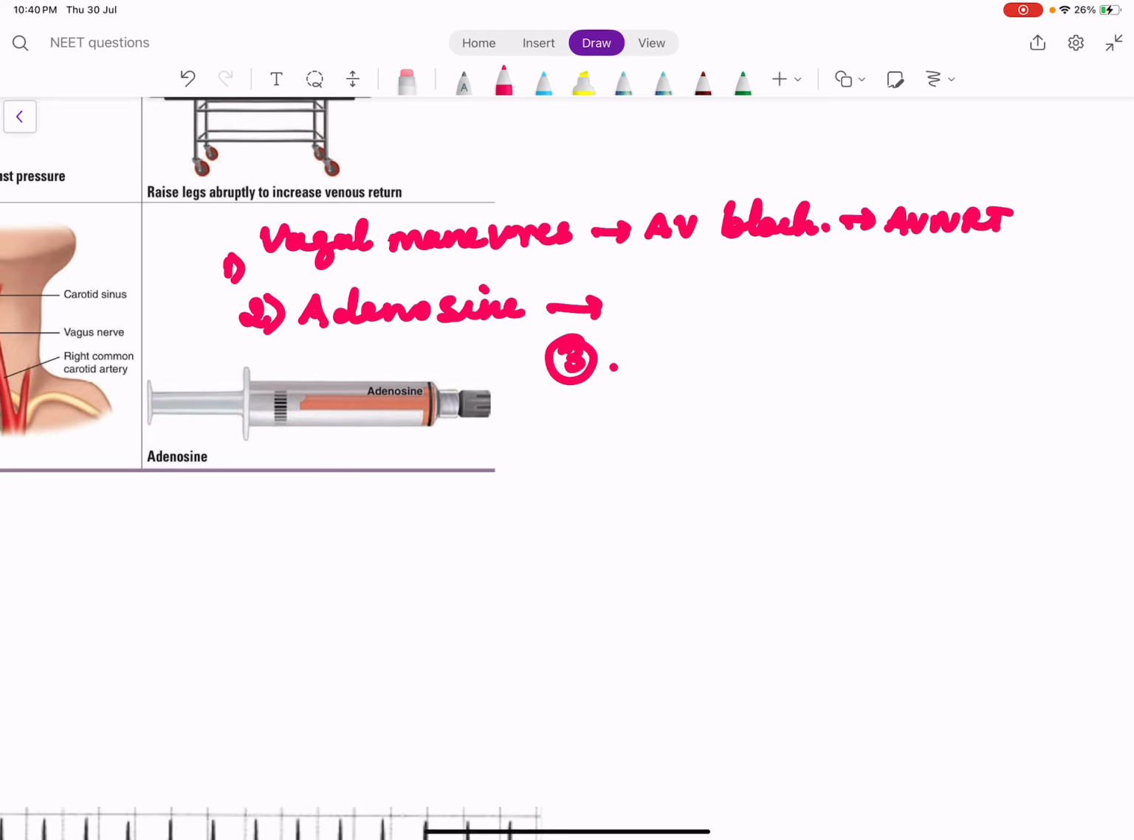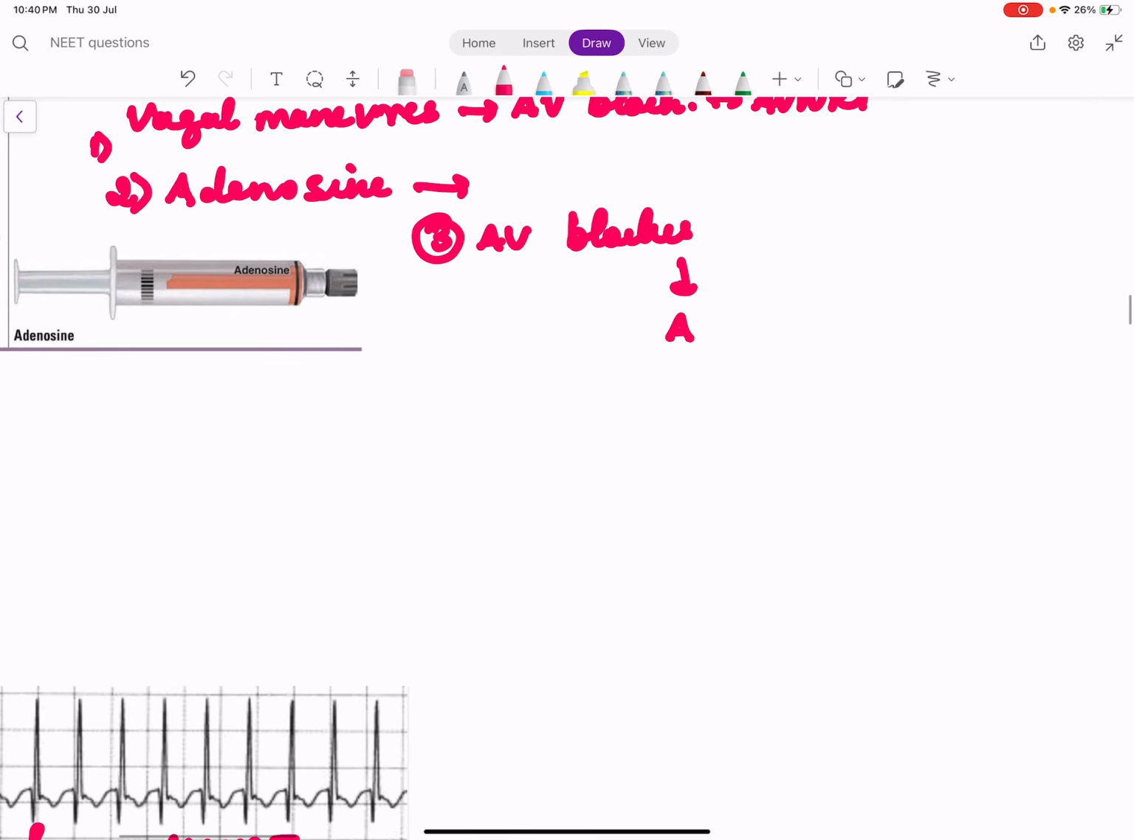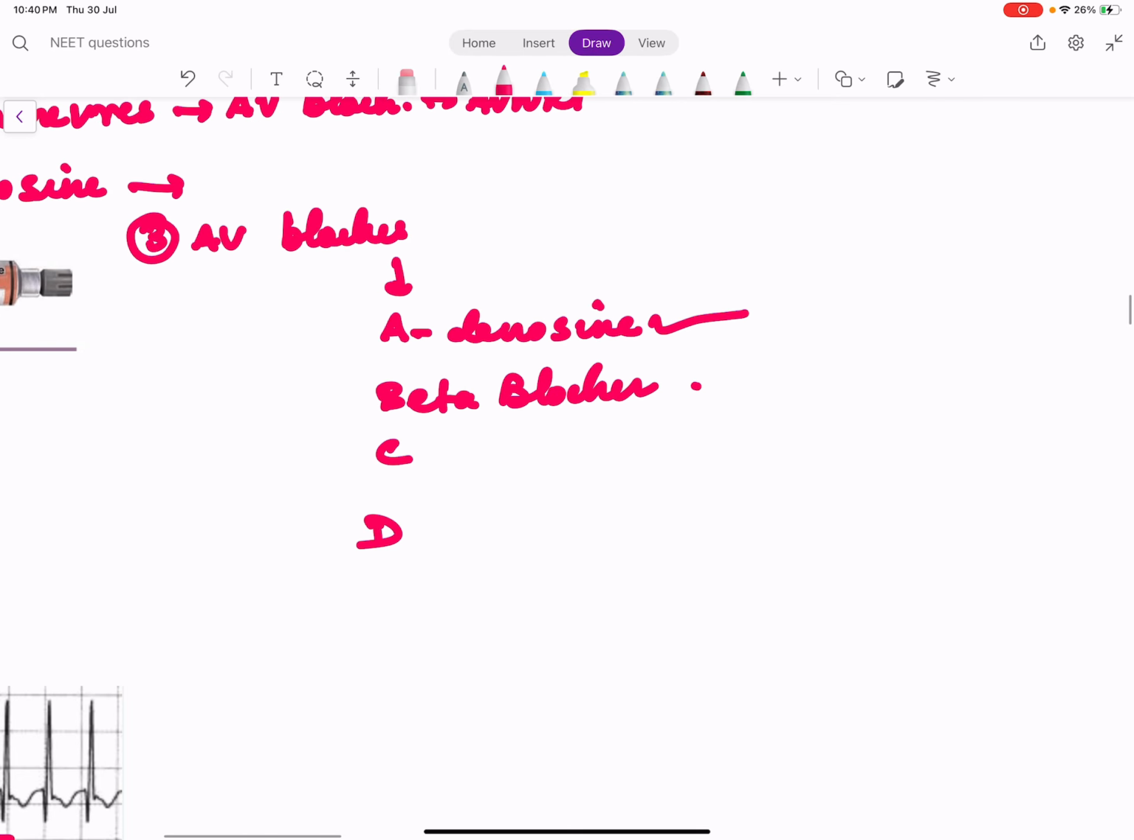If not, we have some AV blockers. So for AV blockers, remember A, B, C, D. A, it is already mentioned, adenosine. So the first drug which we give in AVNRT is adenosine. Next we have beta blockers. One beta blocker which is used in emergency is esmolol. Esmolol is again a drug with a very short half-life.